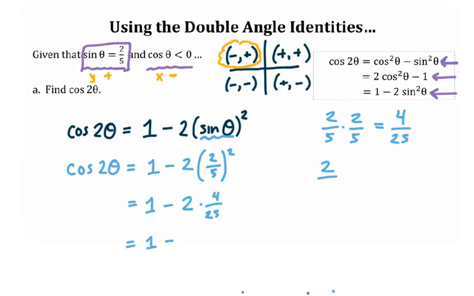And 2 can be thought of as 2 over 1. So when we take 2 over 1 and we multiply it by 4 over 25, we'll multiply across the numerators to get 8, across the denominators to get 25. And that tells me I've got 1 minus 8/25.